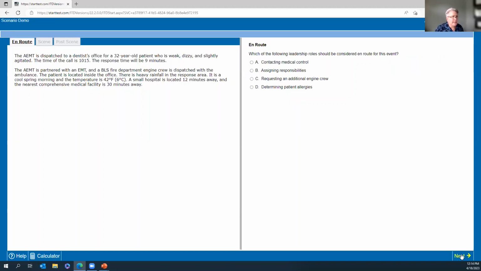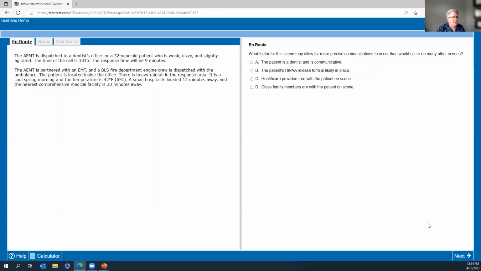I then move to the second item. This item here is multiple choice. And so again, the content on the left did not change. The item did. It says, which of the following leadership roles should be considered en route for this patient? If you remember earlier, I said there was clinical judgment, there's leadership and communication items. This particular item is about leadership and it's multiple choice. So what should be done regarding leadership en route? I would assign responsibilities to my teammates to take care of this situation, and I would answer it that way.